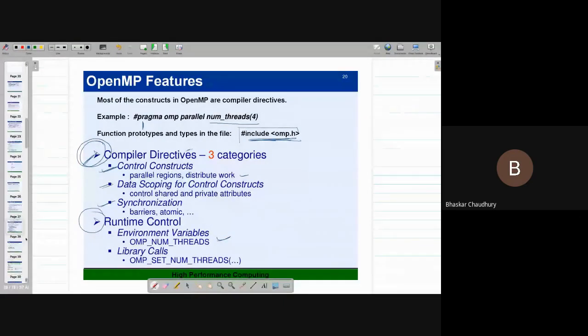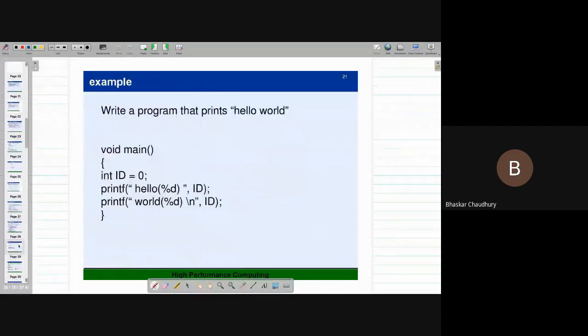Now let us look into a very simple first example we'll look at today. Suppose I have this simple program and I want to convert it into a multi-threaded program. What changes should I make here? Can you just summarize that, then I will understand how much we have understood.